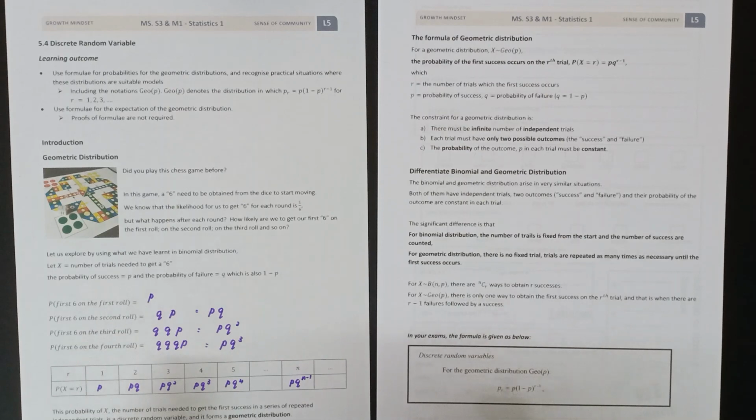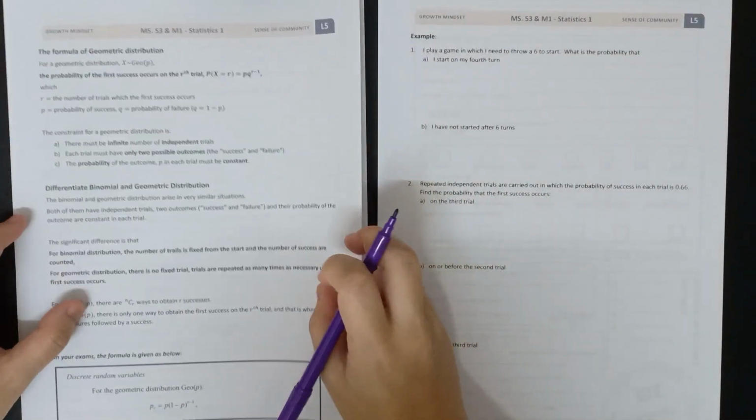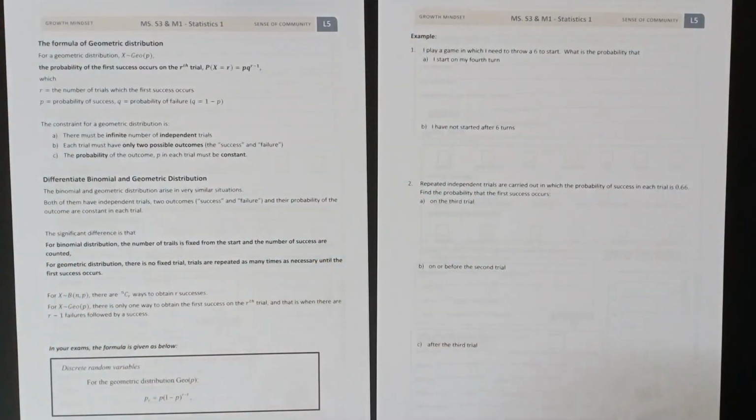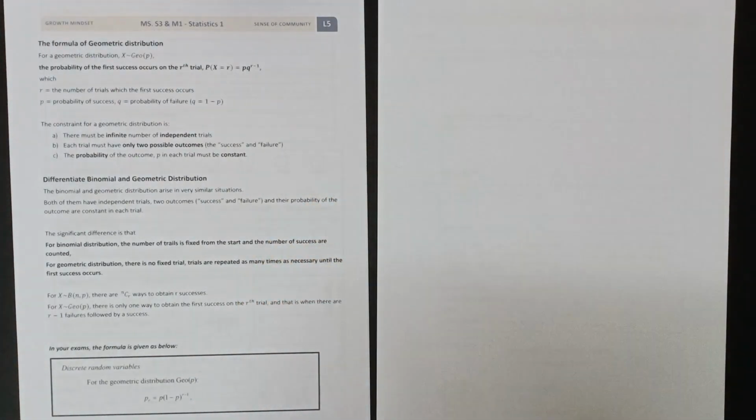So what is your r? r tells you the number of trials at which your first success occurs. Like just now, first 6 on the 4th roll, so we have our r as 4. Then the first 6 on the 5th roll, so your r is 5, and so on. When you look at this distribution, I hope you can realize that it is very similar to the binomial distribution that we learned previously.